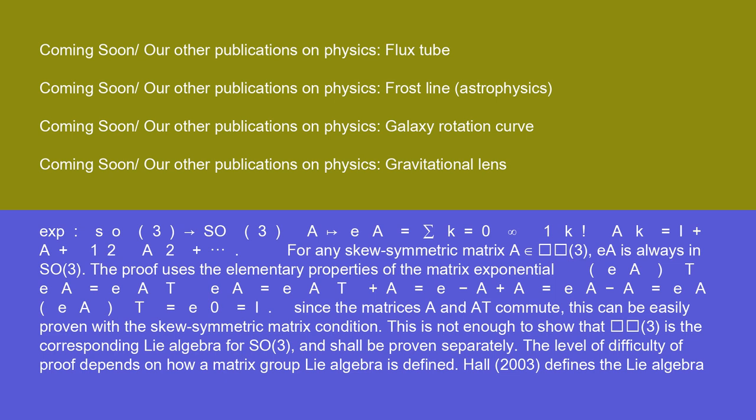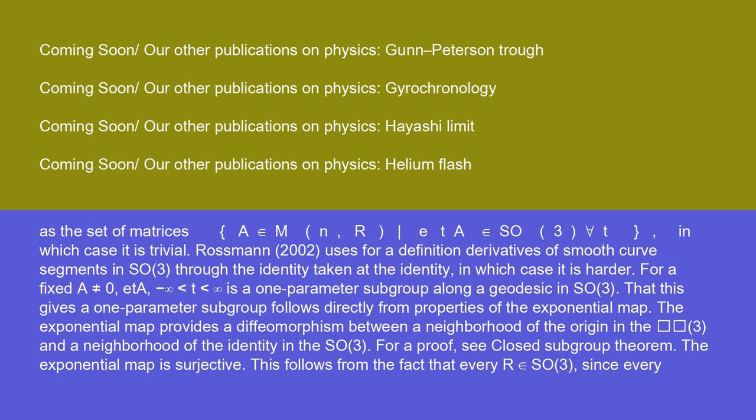The level of difficulty of the proof depends on how a matrix group Lie algebra is defined. Hall, 2003, defines the Lie algebra as the set of matrices A in M_n(R) such that e^(tA) is an element of SO(3) for all t, in which case it is trivial. Rossmann, 2002, uses for a definition derivatives of smooth curve segments in SO(3) through the identity, taken at the identity, in which case it is harder. For a fixed A not equal to 0, e^(tA), with t from minus infinity to infinity, is a one-parameter subgroup along a geodesic in SO(3). That this gives a one-parameter subgroup follows directly from properties of the exponential map.